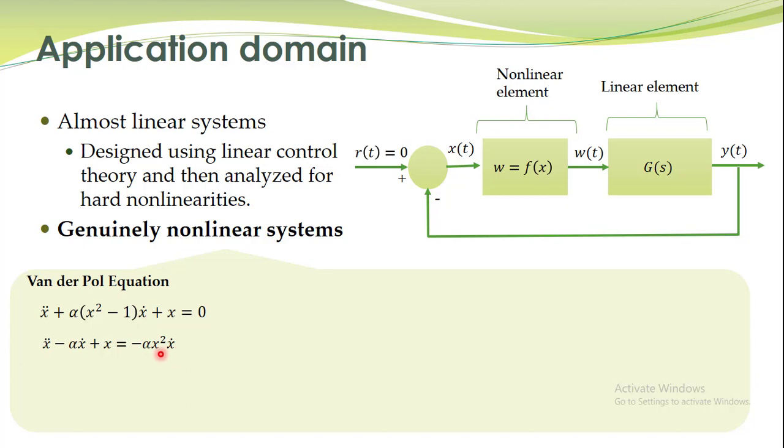This product we can rename it. We can rename this product as another signal w. W is equal to minus x square into x dot, and then this equation is transformed into this equation: x double dot minus alpha x dot plus x is equal to alpha w, where w is given by this relation.